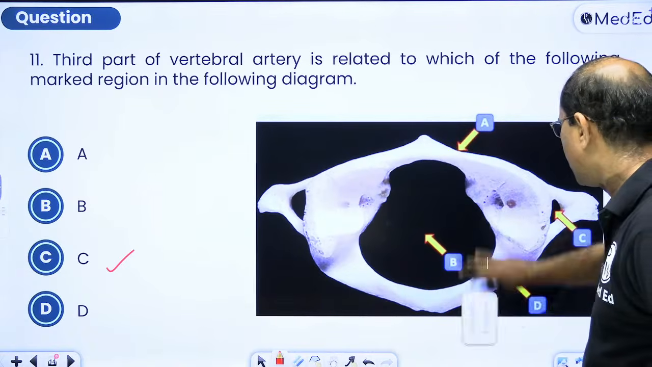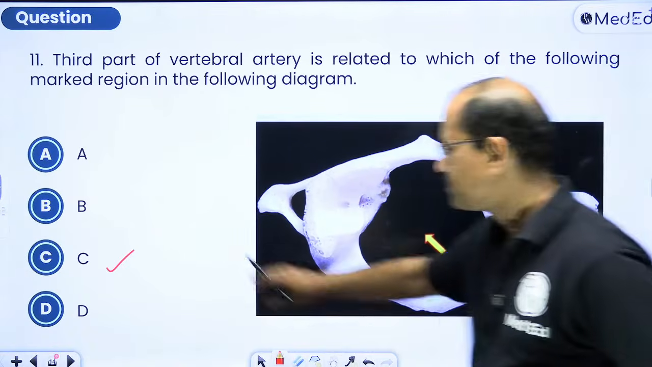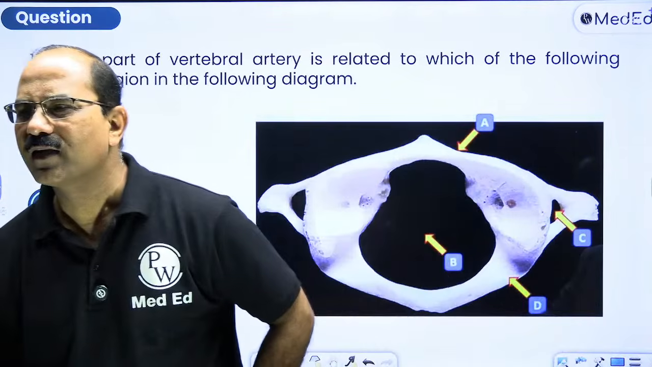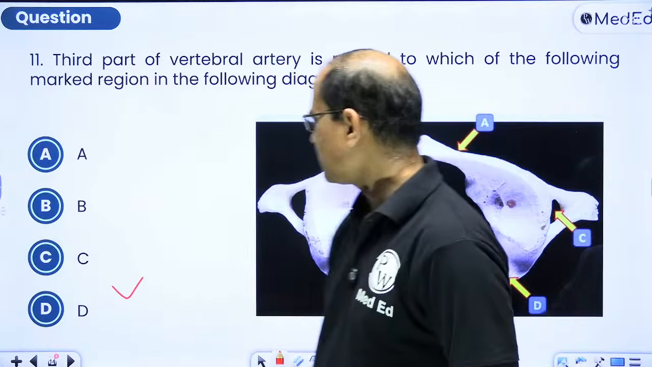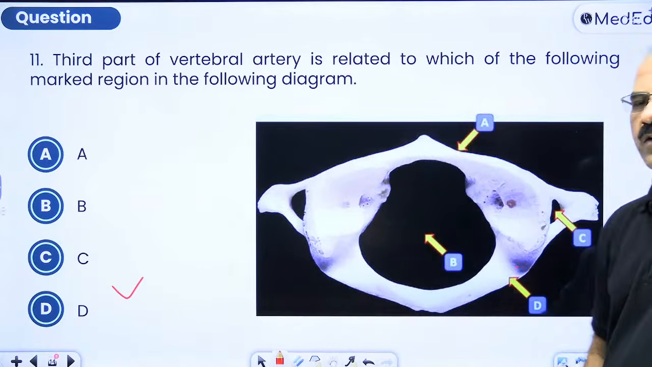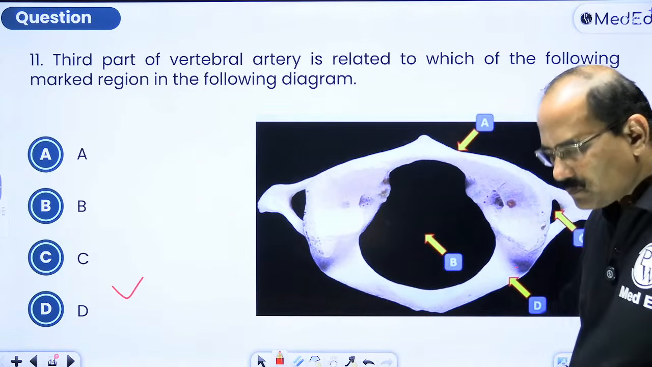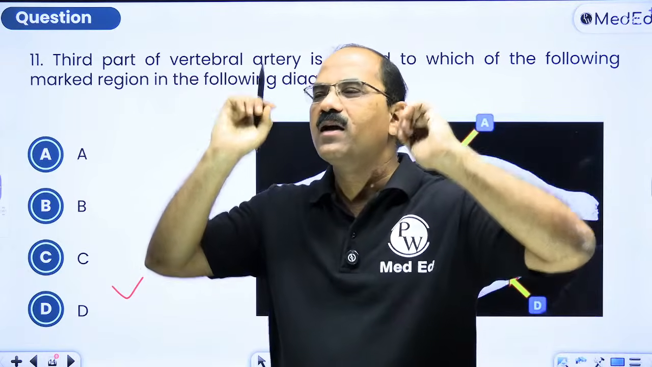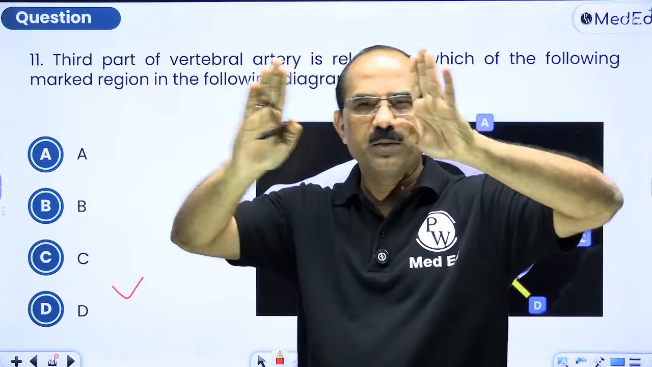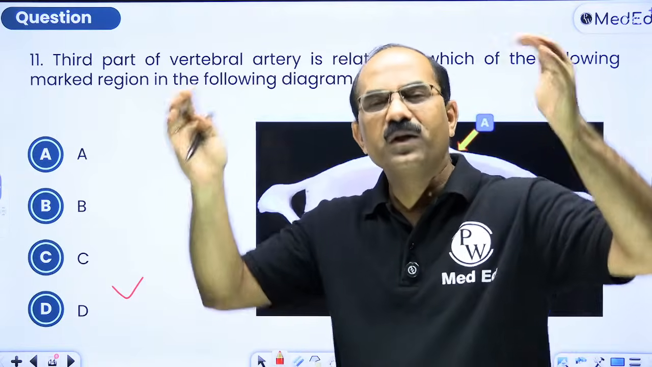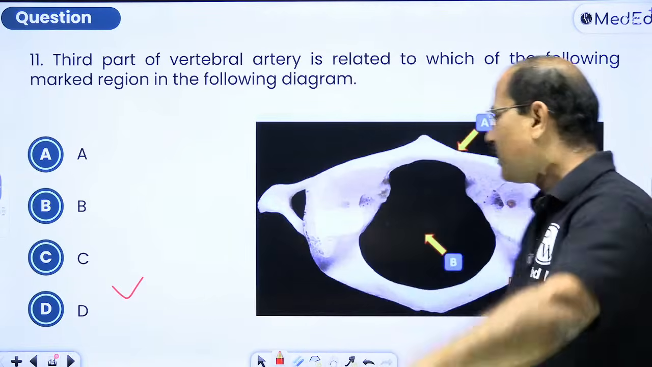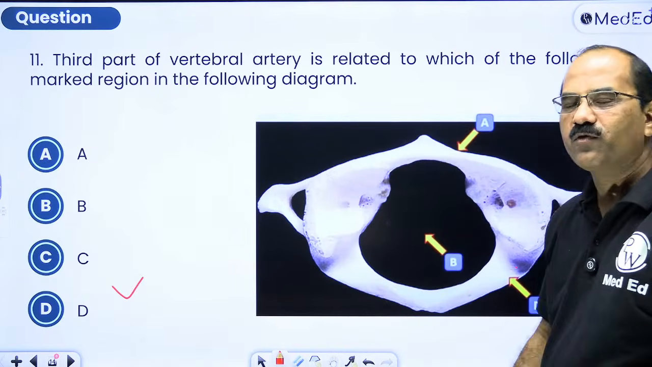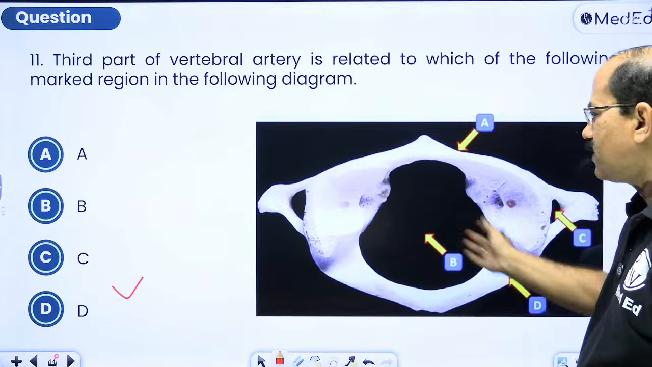C नहीं है. Answer is this, D. आंसर D है ना बच्चे? क्या लिखा आपने? इसका आंसर D है. Third part of vertebral artery lies here. So first part from its beginning to the foramen transversarium. Second part inside the foramen transversarium. Third part from the foramen transversarium to the foramen magnum, and then the last part, the fourth part, is in the foramen magnum. So इसका आंसर होगा D.